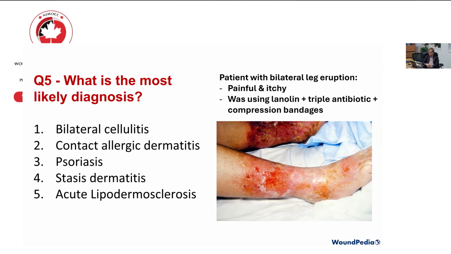Okay. Acute lipodermatosclerosis is usually dermal with no epidermal component. When we look at stasis dermatitis, there's definitely a component here, but the main component is contact allergic dermatitis. Psoriasis would have scale rather than crusting, and bilateral cellulitis at the same level on both sides is really very uncommon. And let's look at the next slide.